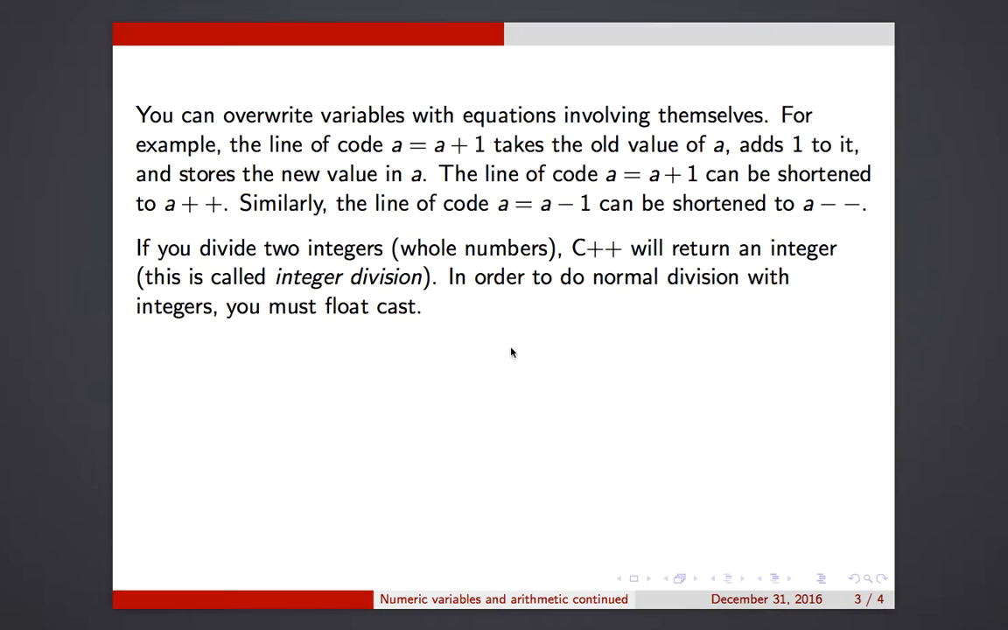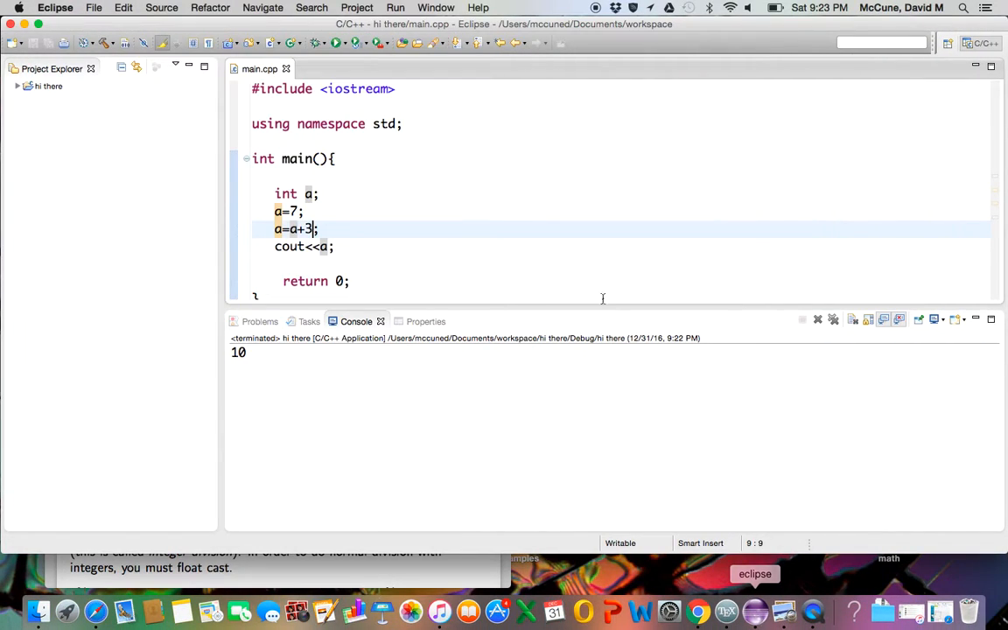Okay, you just have to get used to this. So you will probably have a couple of programs that don't work the way you want because you forget that this is what C++ is doing. Okay, so let me show you what I mean by integer division.